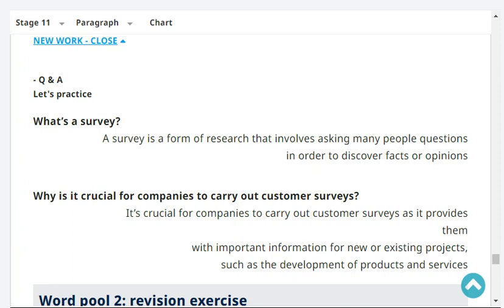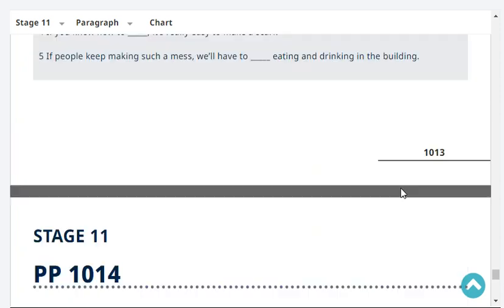Why is it crucial for companies to carry out customer surveys? It's crucial for companies to carry out customer surveys as it provides them with important information for new or existing projects, such as development of products and services. Very good.